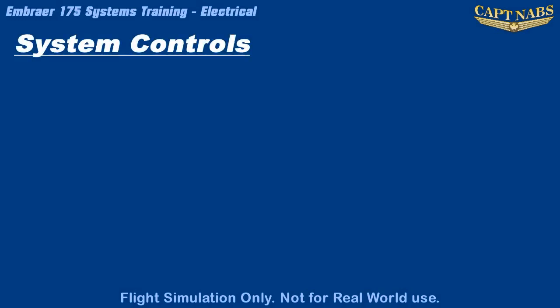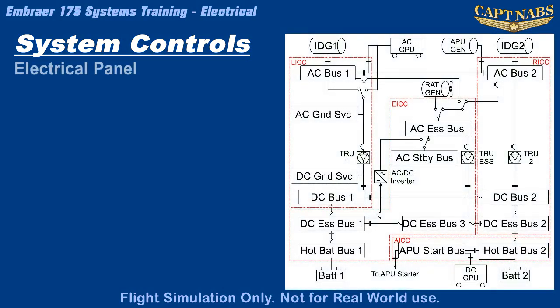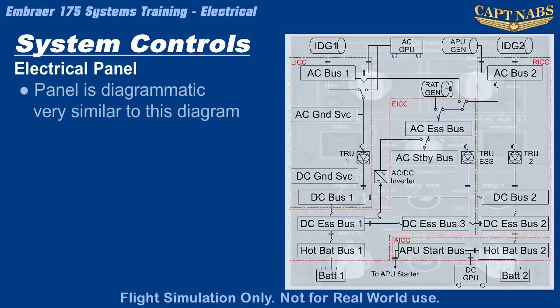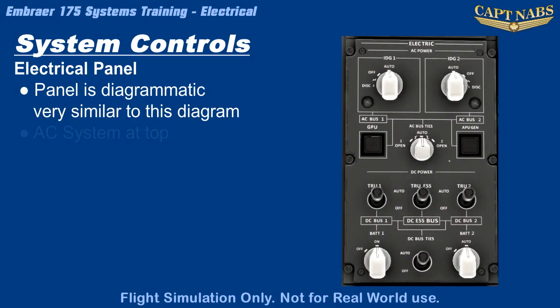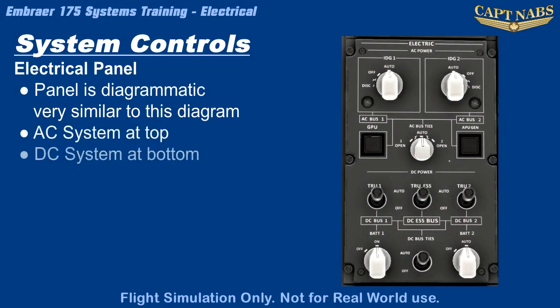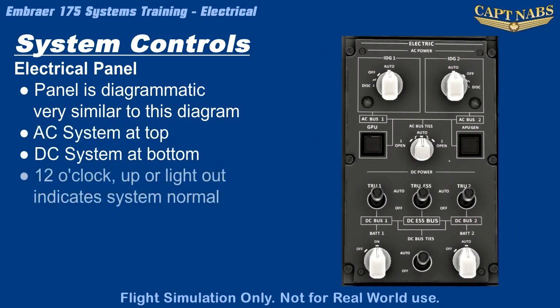Control of the electrical system is handled from a single panel on the left side of the overhead panel. The panel is laid out more or less diagrammatically with the AC system at the top and the DC system at the bottom. The electrical system is mostly automated, so like most other panels, the switches will remain in the 12 o'clock or up position until a failure occurs.